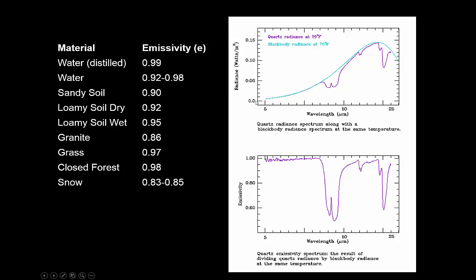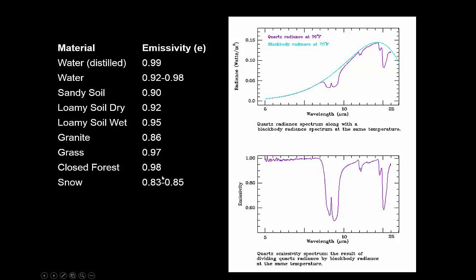So to illustrate that, this graph here shows the black body emission radiation of a body at a temperature that is known, 70 Fahrenheit in this case, and then it shows the measured emission spectrum here in purple. And if you divide the one by the other, you get the actual emissivity spectrum, which is what is shown here. And you see these sorts of features, and these features are mineral dependent, and therefore you can map out what the material at the surface is. So in this case, it's showing the emissivity spectrum of quartz, for instance.